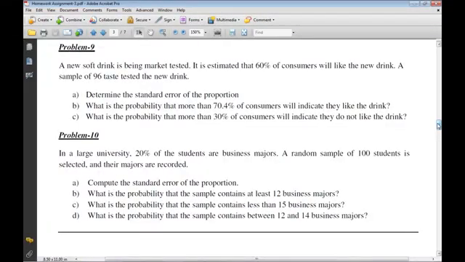So a new soft drink is being market tested. It is estimated that 60% of consumers will like the new drink. So 60% means proportion will be 0.6. A sample of 96, which is obviously more than 30. Because it is more than 30, we can make use of the central limit theorem and approximate this data with the normal distribution. So determine the standard error, and then what is the probability that more than 70.4% of consumers will indicate they like the drink?